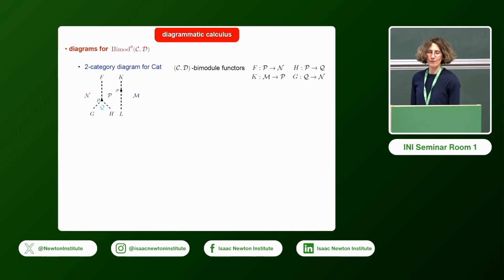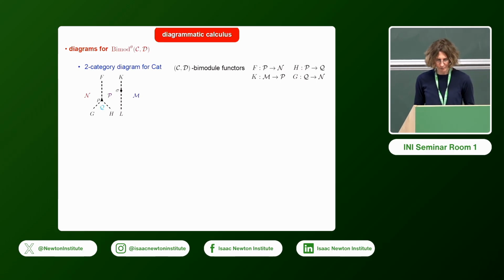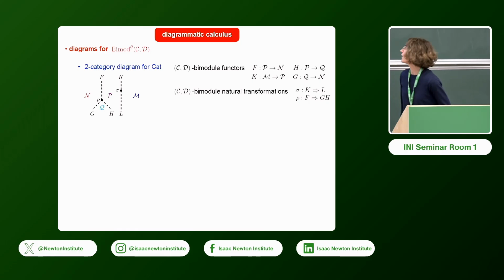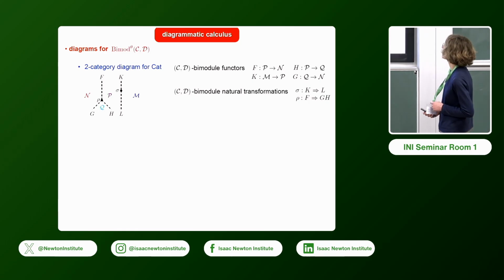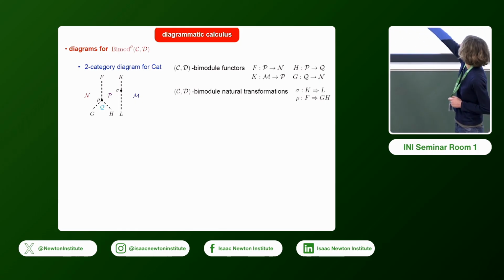Here I don't admit any functor, but I restrict to C-D bimodule functors, and I don't admit any natural transformation, but I restrict to C-D bimodule dots. So every line is labeled by a functor that goes from the category on the right to the category on the left. Then putting lines next to each other is the composition of functors. And then we have bimodule natural transformations that are read from top to bottom. So it goes from the functor on top to the functor at the bottom. And here rho, for example, goes from F to the tensor product of G and H, which is just the composite.